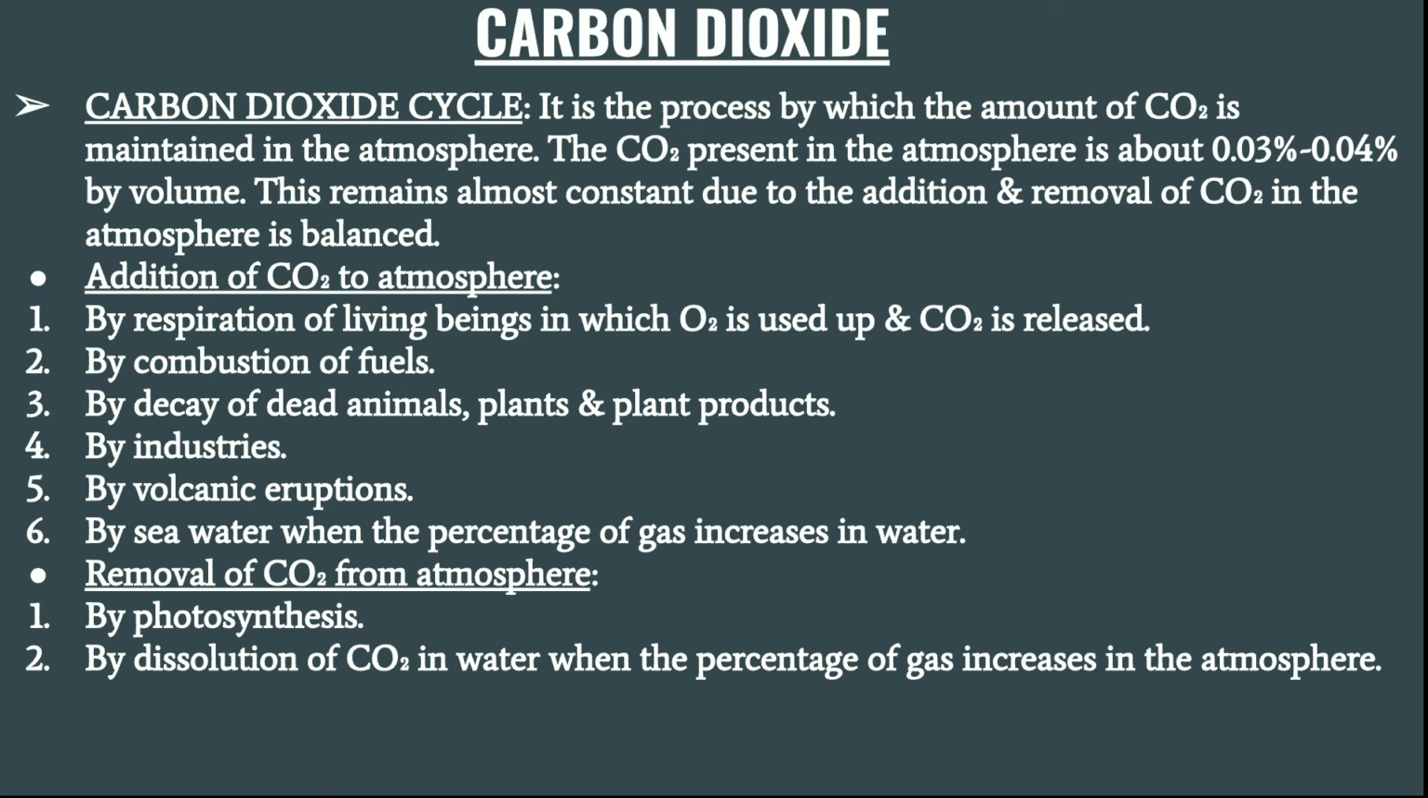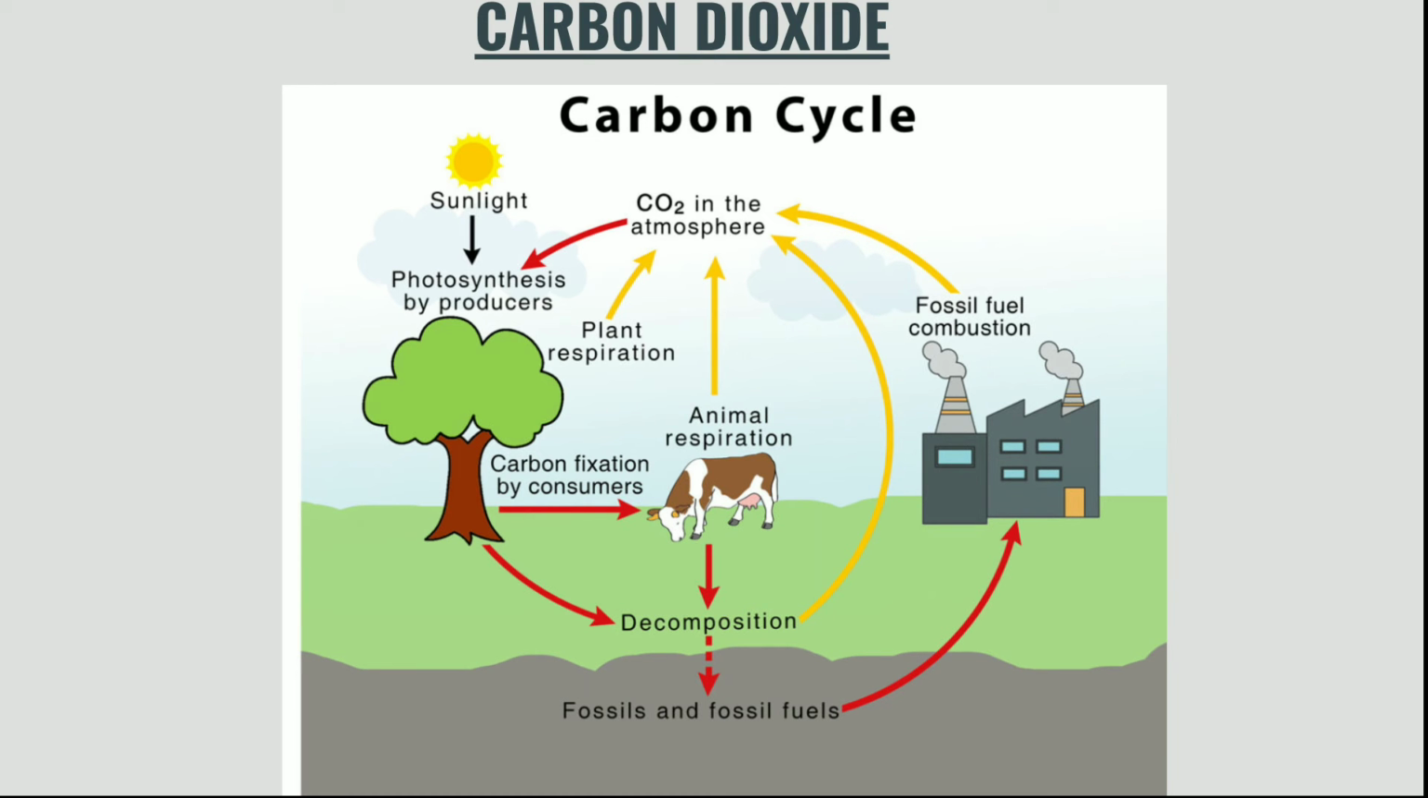Now, how is carbon dioxide removed from the atmosphere? The main process is photosynthesis, where plants absorb carbon dioxide from the atmosphere to prepare food. Then by dissolution of carbon dioxide in water: when the atmosphere has more carbon dioxide, it gets dissolved into the water. So by these two processes, carbon dioxide is removed from the atmosphere to maintain the carbon dioxide cycle.